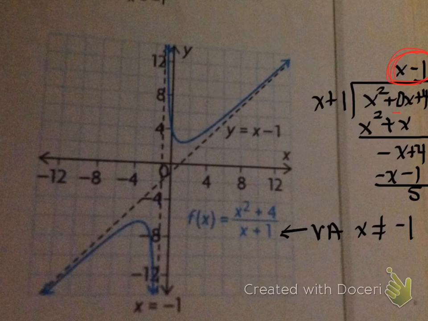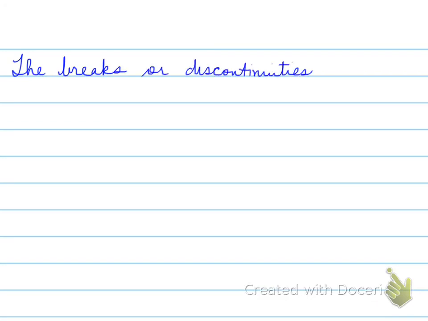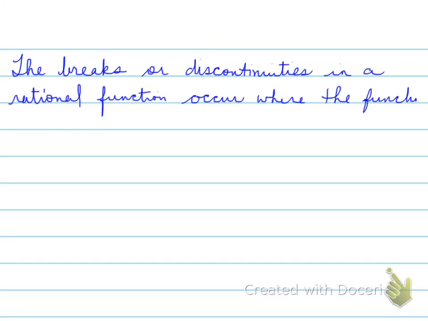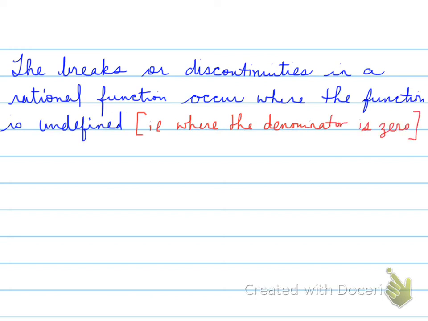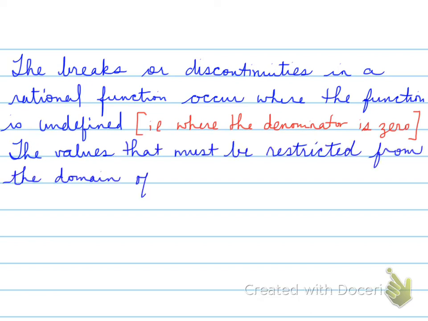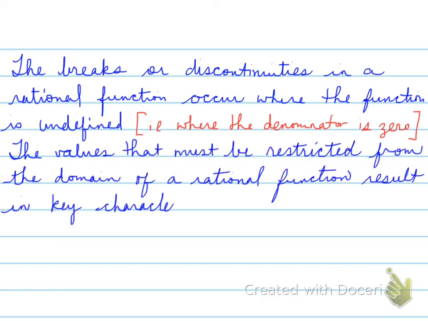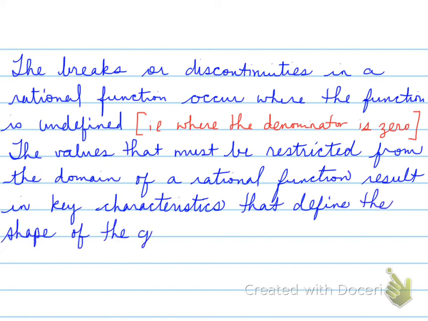All right, next problem. The breaks or discontinuities in a rational function occur when the function is undefined, i.e., when the denominator is 0. So we will have a sort of break in the graph. Now, the values that must be restricted from the domain of the rational function result in key characteristics that define the shape of the graph.